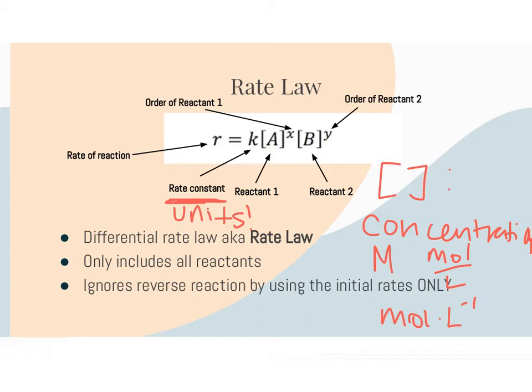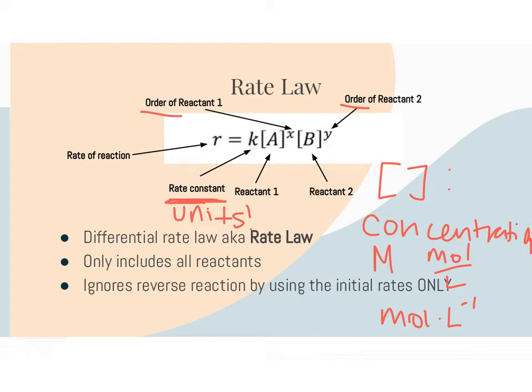And then the x and the y are exponents that are telling you the order of each reactant. So if it's first order, that effect is equivalent. If it's second order, it's squared. If it were, say, third order, it would be to the third power. So the orders will become these exponents, all right?